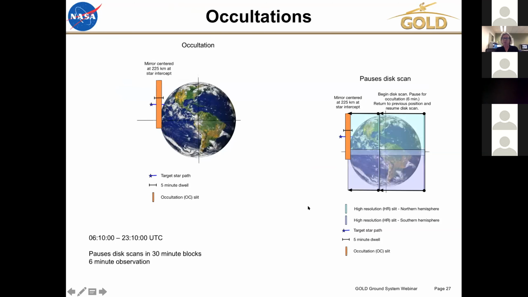So again, within a 30-minute block, we have the 2 12-minute disk scans plus a 6-minute occultation, which then fills out your 30-minute block.